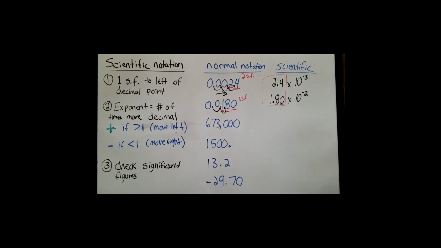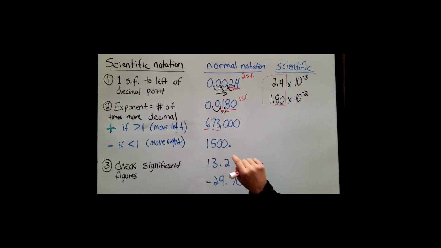All right, next problem. We have 673,000. So this is a very large number, right? So first thing we want to do is count the significant figures. We start counting at the first non-zero number, which is 6. The 7 counts and the 3 counts because they're not 0. So the hard part is figuring out if the zeros count.